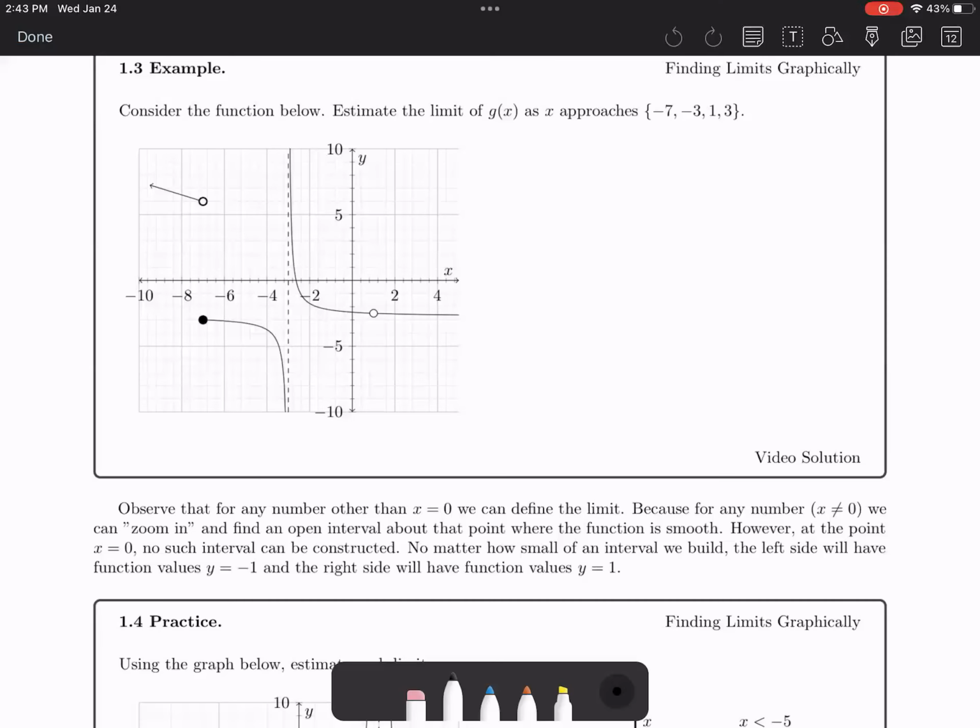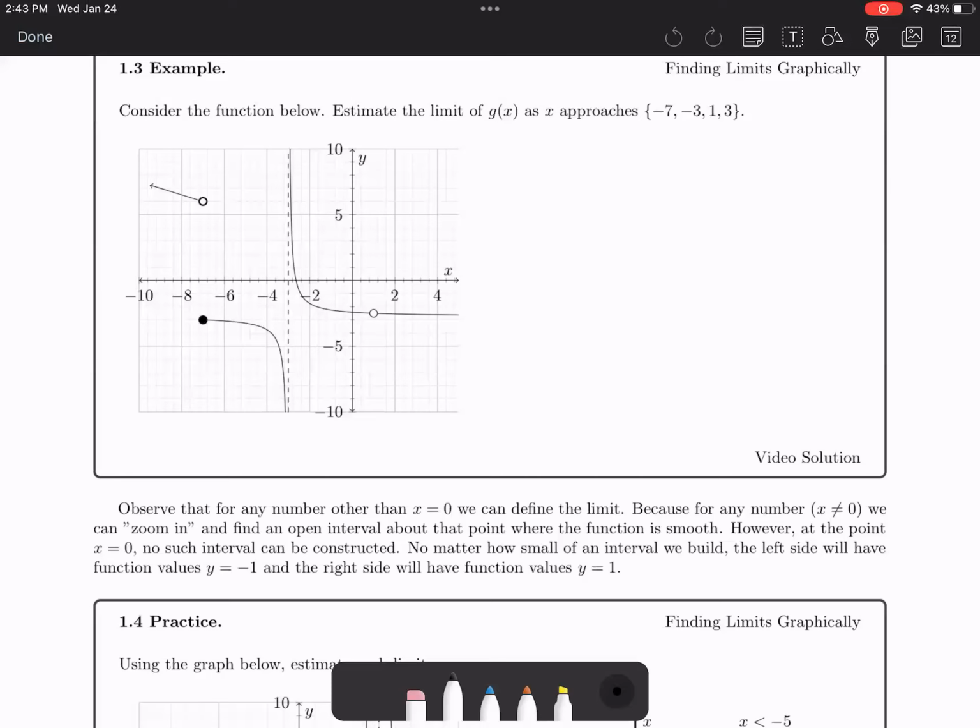Let's work through this example 1.3. At this stage, we are not algebraically solving for limits, so we're not finding them exactly, but we are graphically estimating them. So we're just getting an idea of what it means to take a limit. This function, we don't even have the definition of the function, we just have its graph. Let's estimate the limit of this function g of x as x approaches 4 different points in its domain.